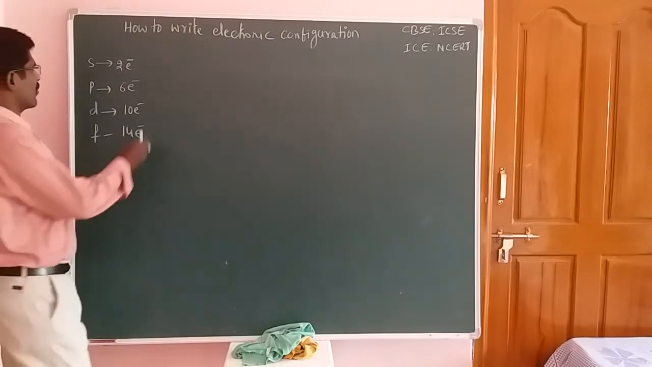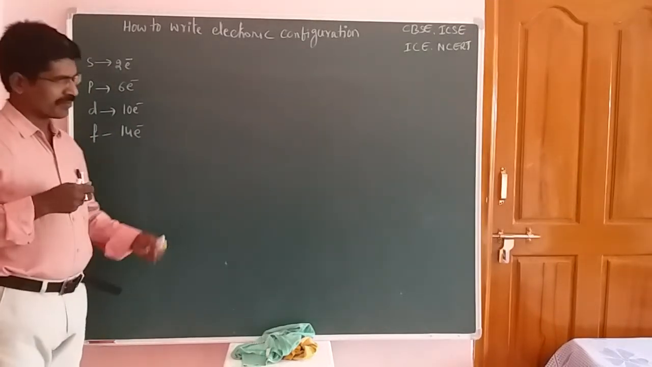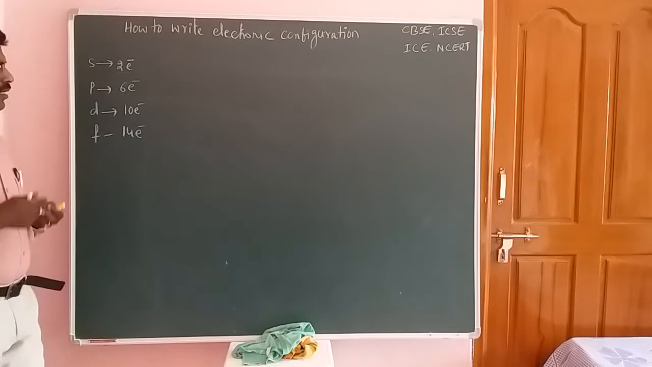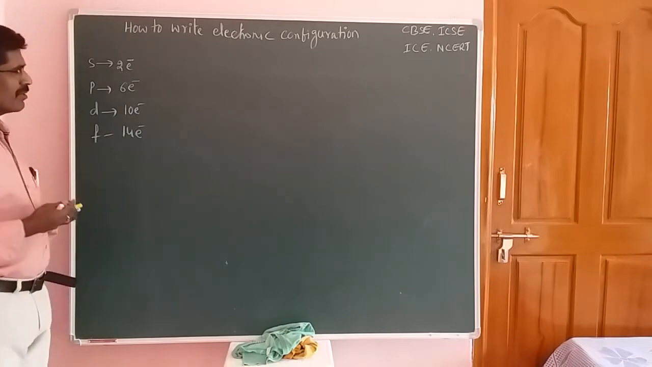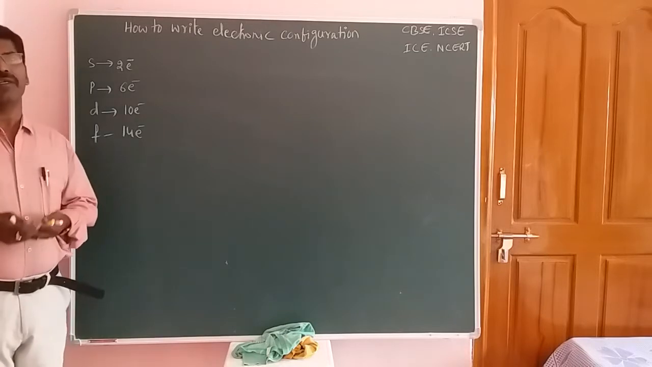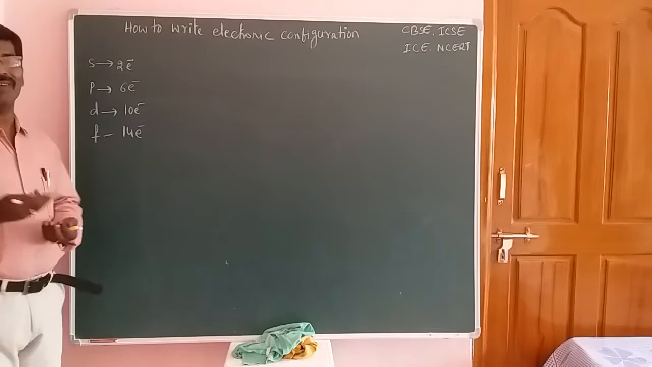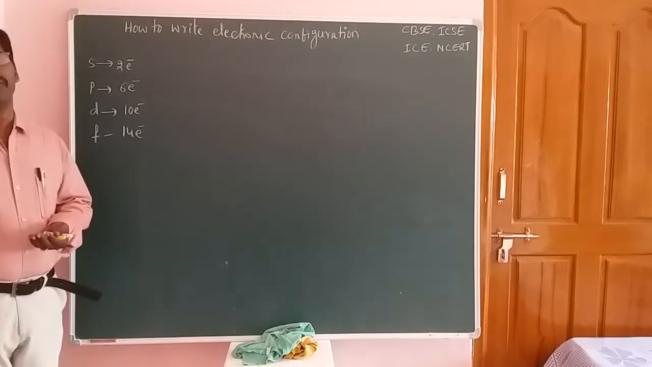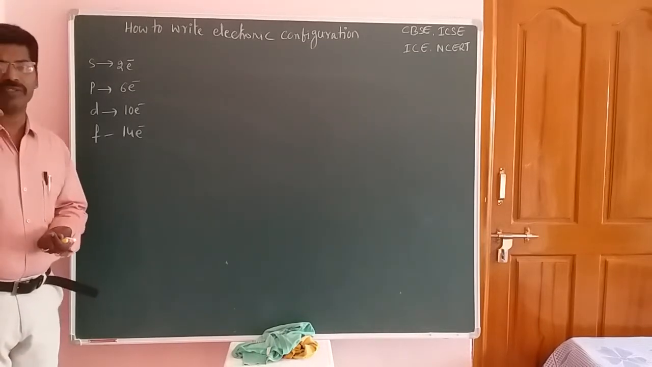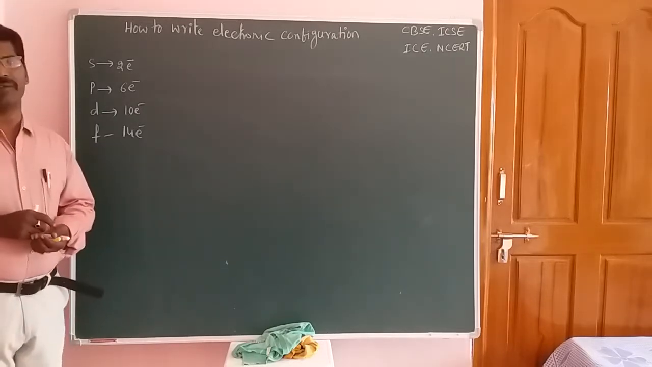And one more thing, students. It also depends upon the n plus l rule, that is, it depends upon the energy level. When you apply the n plus l rule, you have to check which orbitals are at lower energy and which orbitals are at greater energy level. So you have to check that only.